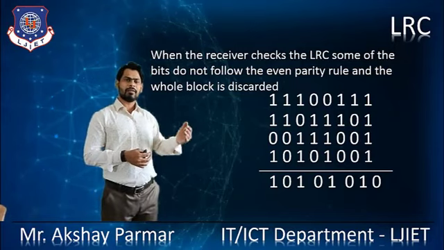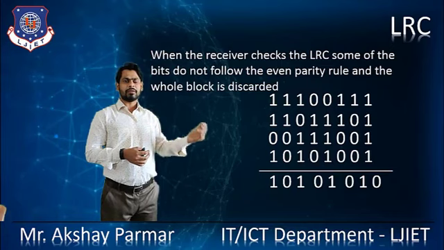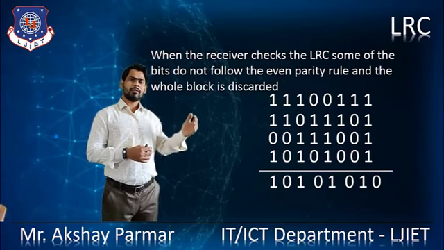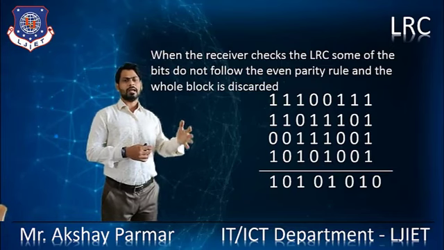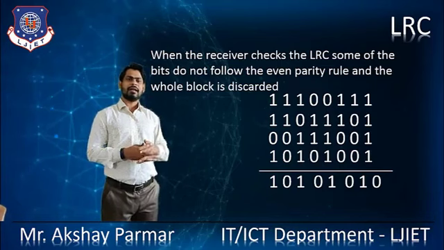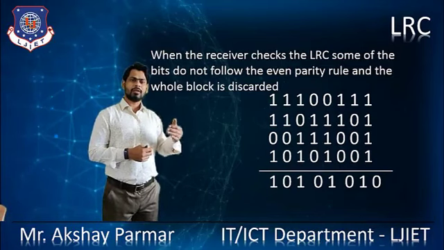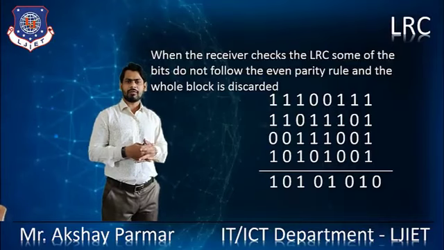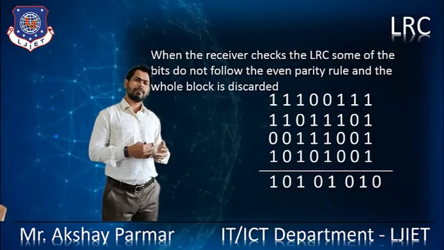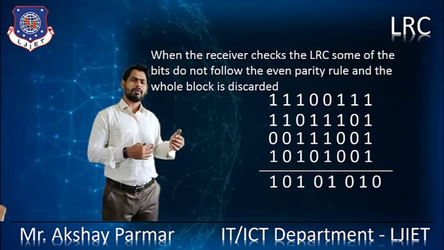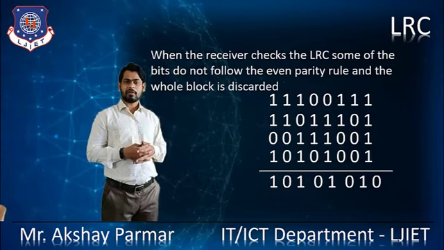The second column has 11000, that is also an even parity. The third column, 10111, right? So there are 4 ones there. In the fourth one, 0111000, there are 2 ones, so an even number of ones is already there. In the fifth one, 01111, there are also 4 ones, which is following the even parity.